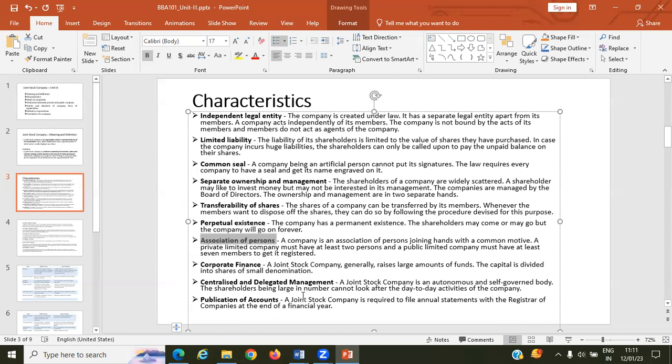Perpetual existence. That means it's a going concern. So a company cannot die. There is no end to it. Never ending. Suppose a company has an owner and the owner dies, or becomes insolvent, or runs away. The company cannot die. Another person can run the company.